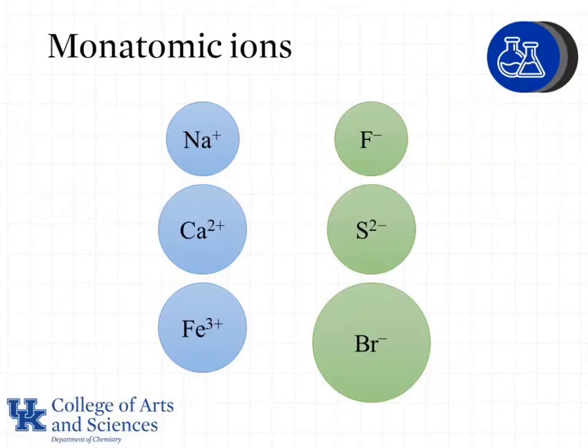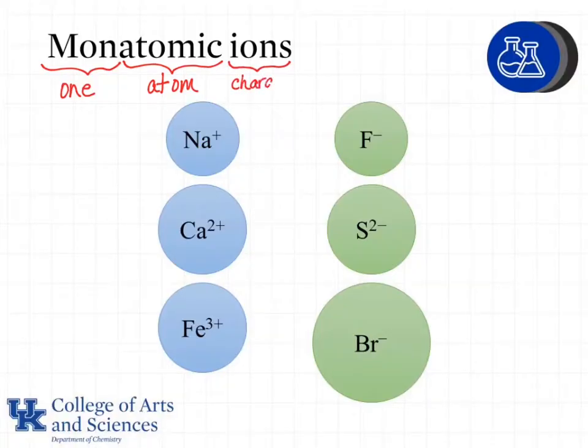So first, we're going to look at monatomic ions. Let's break down this phrase, monatomic ions. We know the prefix mono means one, atomic means atom, and an ion means a charged particle. When we have single atoms with a charge, those are monatomic ions, and we see some examples of them below.